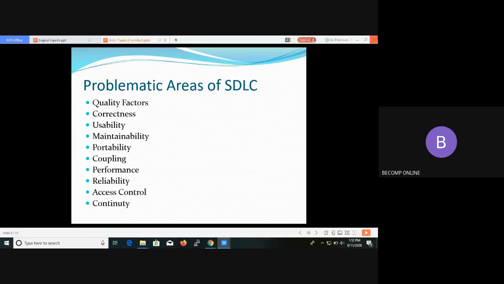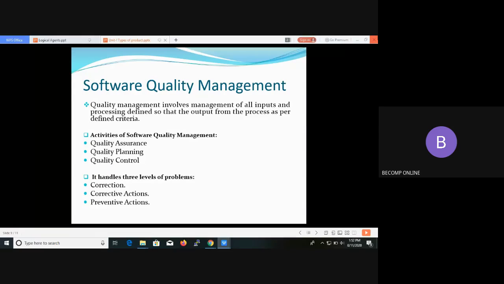Okay, so we come to the next topic, that is software quality management. Software quality management consists of a set of planned and systematic activities from development to maintenance, which is used to manage the quality of the product and services. It involves the management of all inputs to the system in order to generate output that matches the quality criteria. In software quality management, there are three activities: quality assurance, quality planning, and quality control.